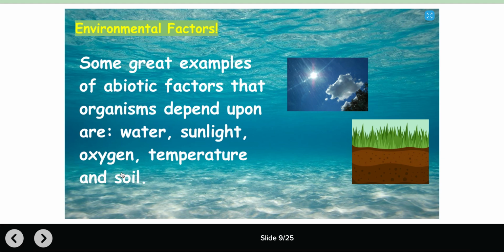Okay, so here's some more examples, and I'm pretty sure I hit most of them. There's one or two I forgot. So some great examples of abiotic factors are going to be water, sunlight, oxygen, temperature. These are all factors that organisms depend on that are not living.